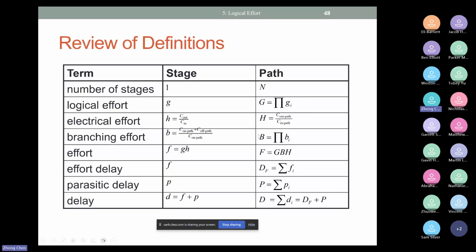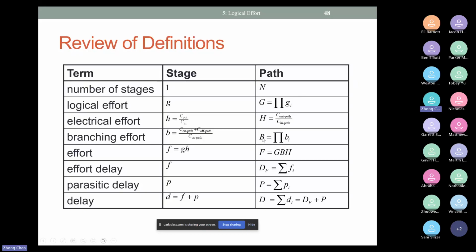Okay. The branching effort could be tricky, right? Depending on the function that I want to build, I need to figure out how many inputs are coming in and how much branching there is. So this needs to be figured out depending on the function.